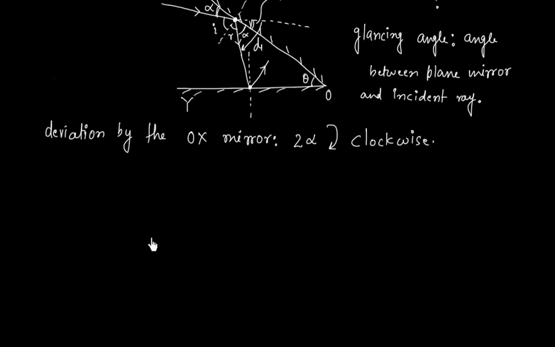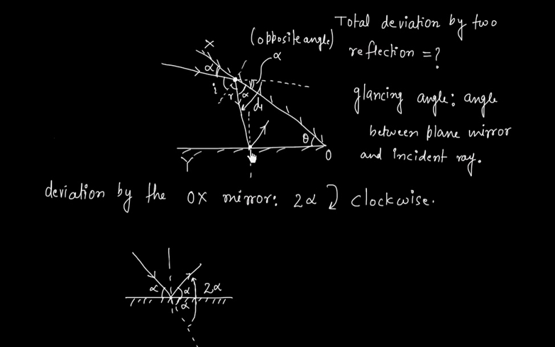Basically this can be remembered as a result: whenever a light falls on a plane surface with a glancing angle alpha, after reflection it will deviate through an angle of 2 alpha. So in this case this angle is alpha, this angle is also alpha, and this angle is also alpha, so the total deviation is 2 alpha. Whenever light is incident on a surface with glancing angle alpha, it will deviate through 2 alpha.